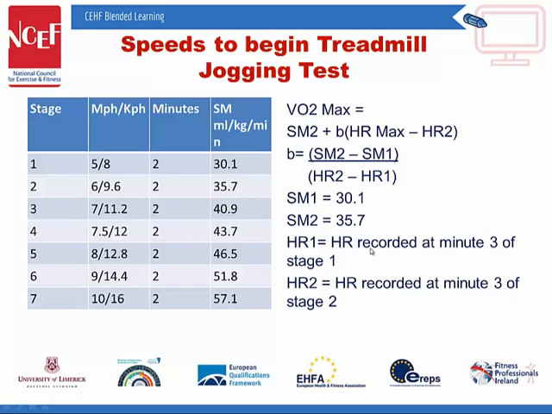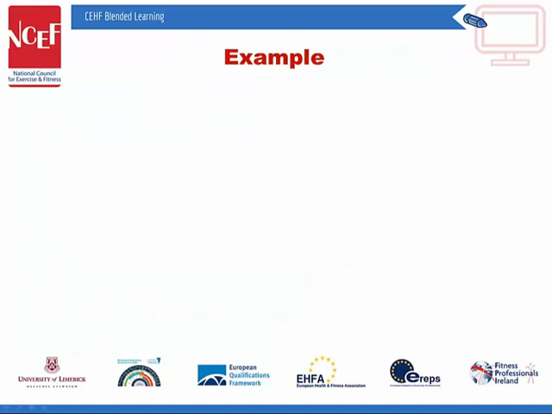Heart rate 1 is the heart rate recorded at the 3rd minute of stage 1, and heart rate 2 is the heart rate recorded at the 3rd minute of stage 2, or whatever the last minute was. If you had to go on to minute 4 to achieve steady state, then heart rate 2 would be that heart rate that you got at minute 4. It's whatever one you got last. Okay, so we'll have to talk about this chart again.